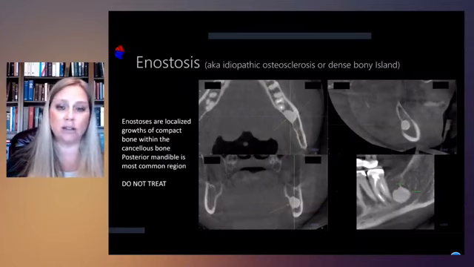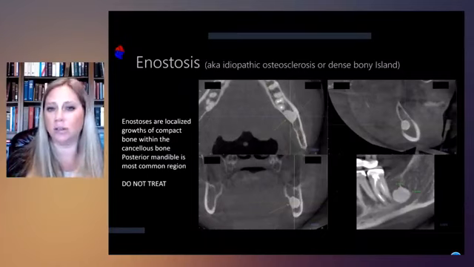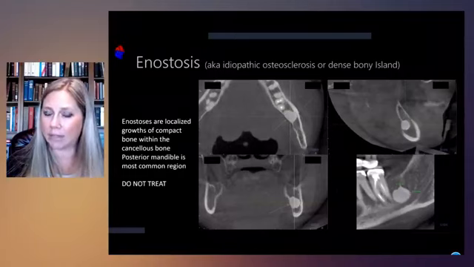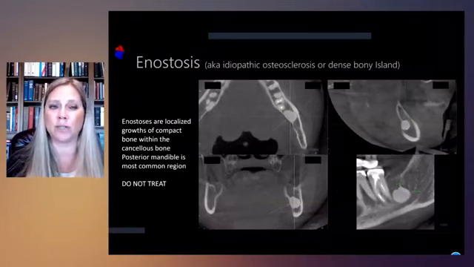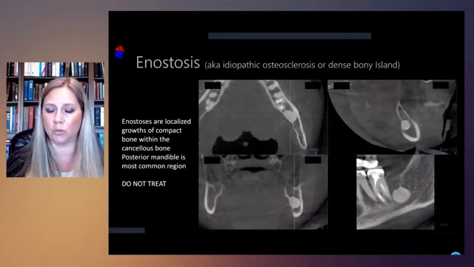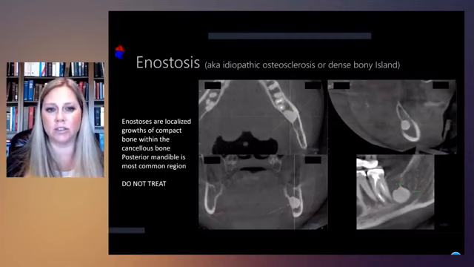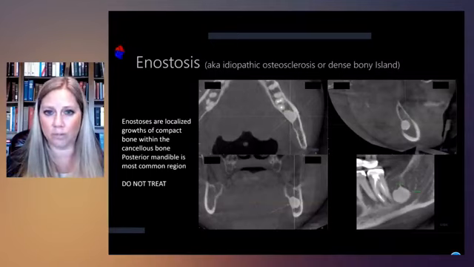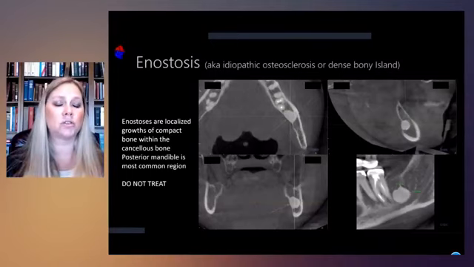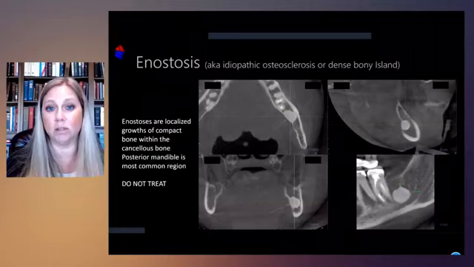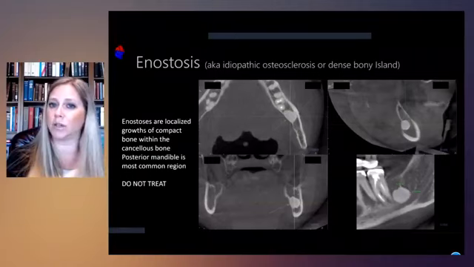The mandibular canal is intact. The periodontal ligament spaces around the teeth are intact. So we want to make sure about that. We don't want something that is fused to a tooth root. So we just want to look for that periodontal ligament space. We know that basically this is just dense cortical bone. Now, enostoses are so common, you see them all throughout the skeletal bones. It's not just specific to the jaws.